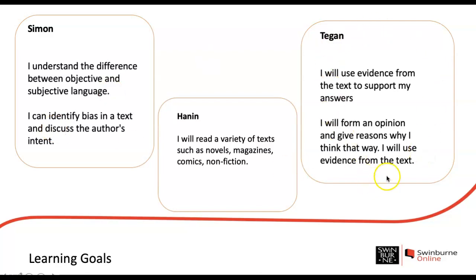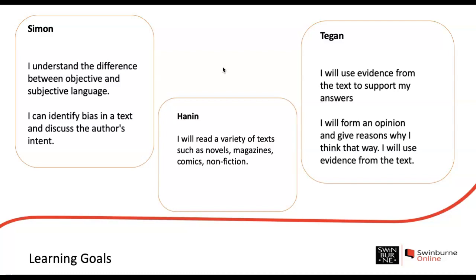Now with Tegan, again, we're following that same theme the whole way through. We know that her area of need is comprehension, so the learning goals should be based around her need to improve her comprehension. I have chosen two things that I think people who need to work on their comprehension need to do.